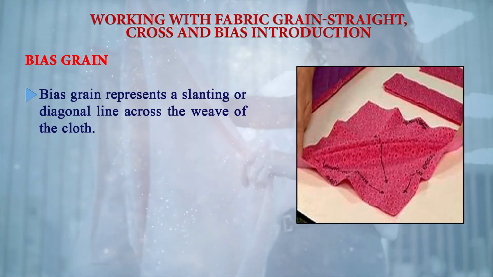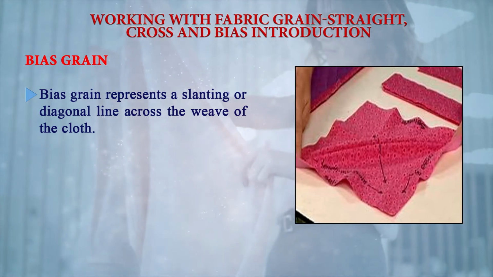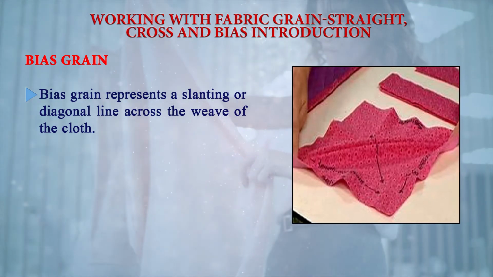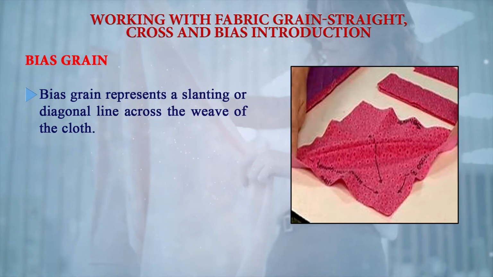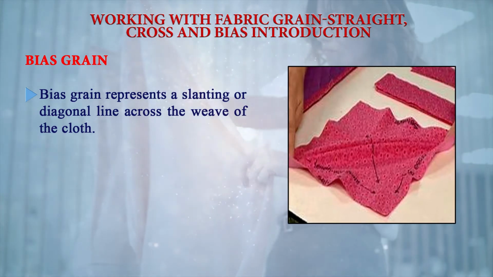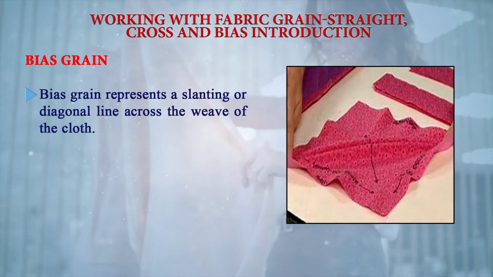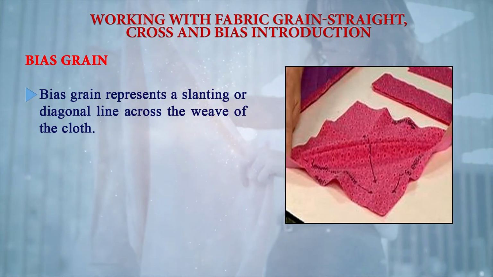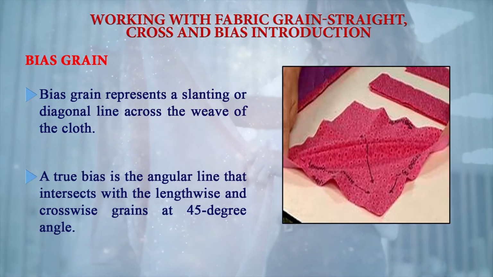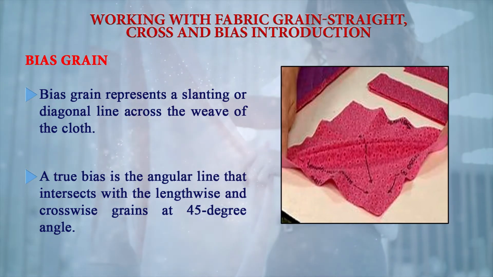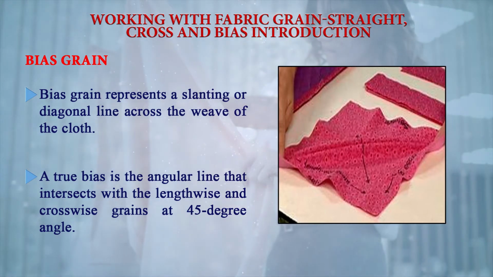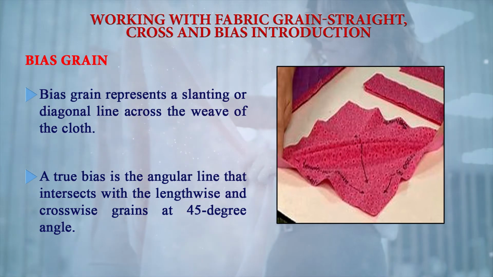Like in the picture, if we have a square piece of fabric and we stretch it from the center point diagonally, that is said to be the bias point, or the true bias of the fabric. It is at a 45 degree angle on the fabric. So a true bias is the angular line that intersects the lengthwise and crosswise grain at a 45 degree angle. This is the most stretchable point of the fabric.